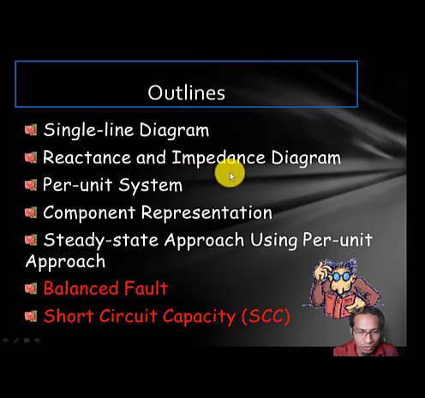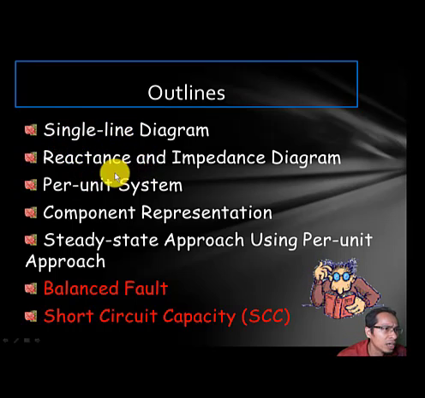Okay, so this is our outline for chapter 2. We already finished single line diagram, reactance and impedance diagram, per unit system, component representations, and the steady state approach using the per unit approach. So today we will focus on balanced faults and short circuit capacity.